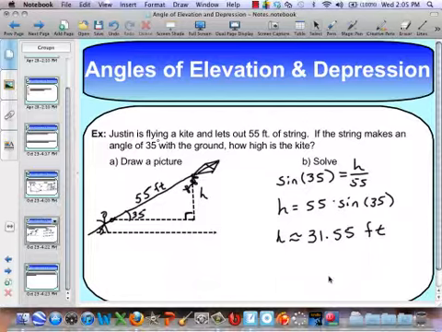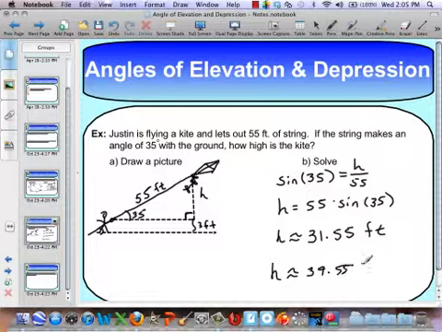On problems like this where it doesn't give you that extra information, that's the answer you're looking for. But then sometimes you gotta go back and read it. Maybe it'll tell you that he's holding the string at a height of 3 feet above the ground. So what would you have to do then? Add it back in. So in that case, our height would be 34.55 feet. Okay? So like I said, you really got to look at it. Sometimes the problems are just really simple. Sometimes they'll throw that information in there.